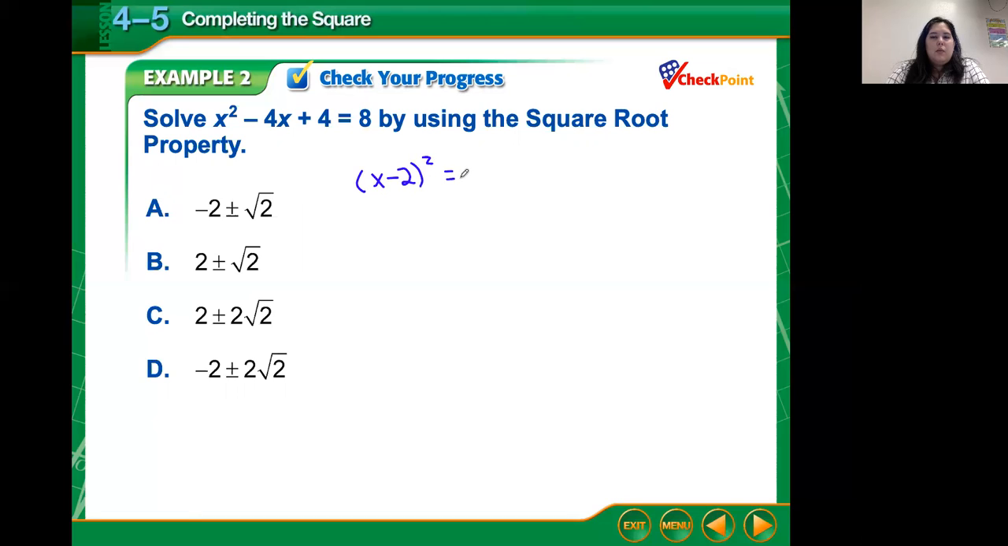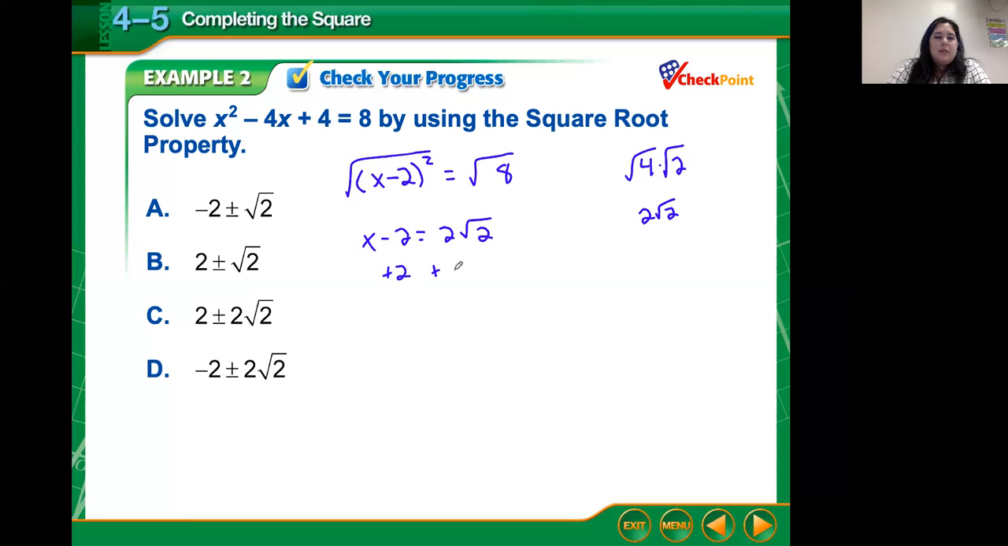squared equals 8. So we're going to take the square root of both sides, and we get x minus 2 equals 2 square root of 2. I can simplify the square root of 8 because 8 can be rewritten as 4 times 2. So that would be the square root of 4 times the square root of 2, which is 2 square root of 2. Now we're going to go ahead and add 2 to both sides.